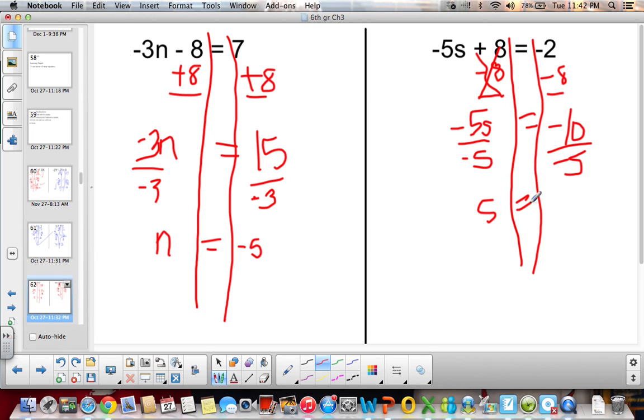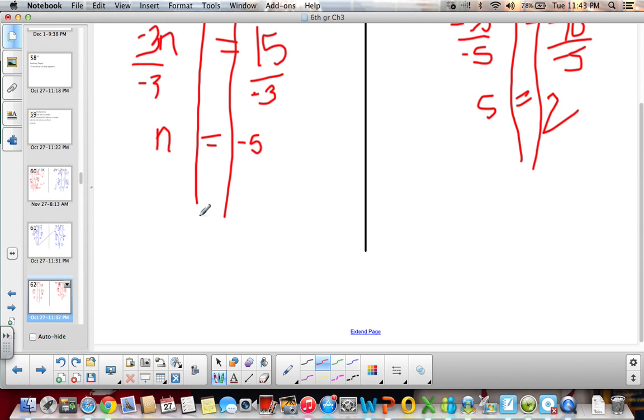Negative 5s equals, and when you're multiplying or dividing, you have to make sure that you have that negative sign with you at all times. So if you're going to divide everything by negative 5, then you need to make sure that you're actually having that negative sign in there. So negative 10 divided by negative 5 equals 2. So s equals 2. Check: negative 5 times 2 is negative 10. Plus 8 would be negative 2. So it checks and we are good.